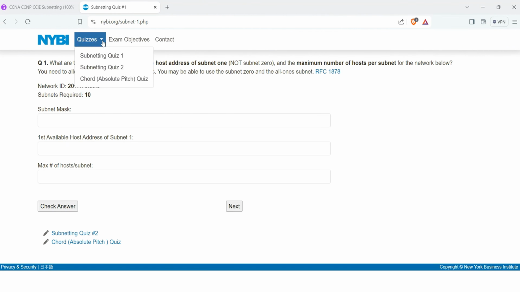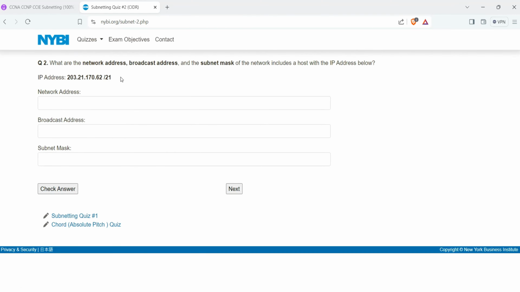There are different quizzes. I have subnetting quiz one, which tells me how many networks I want, which is basically what we did. And there's a quiz two, which is like the reverse engineering, and that's what I want to start with. This is an accurate site where you could test your skills. Now, take a look at this. For example, what is the network address? What is the broadcast address? What is the subnet mask of the following?